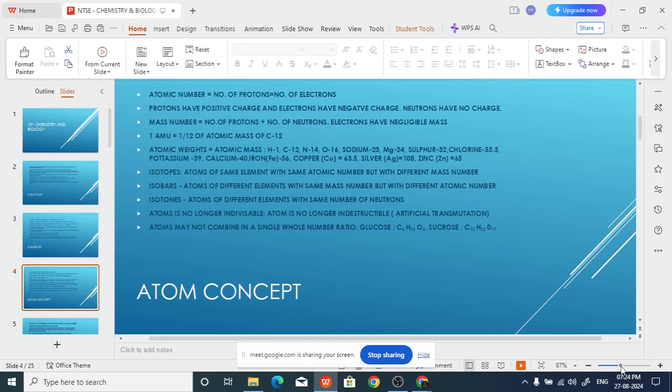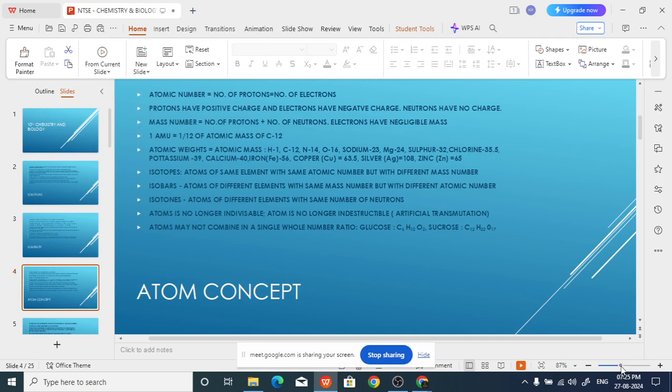Sulfur atomic mass number is 32. Chlorine is 35.5. Potassium is 39. Calcium is 40. Iron is 56. Copper is 63.5. Silver is 108. Zinc is 65.